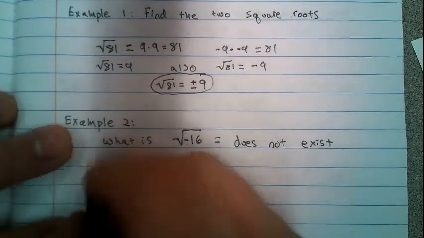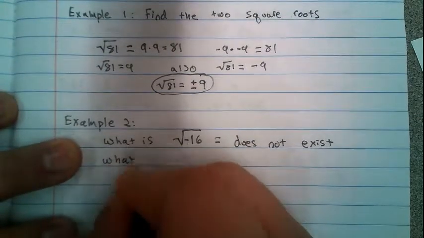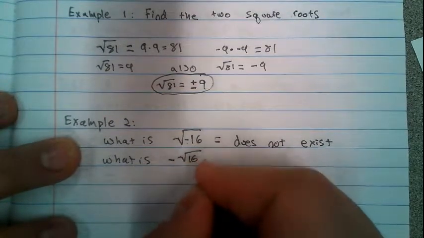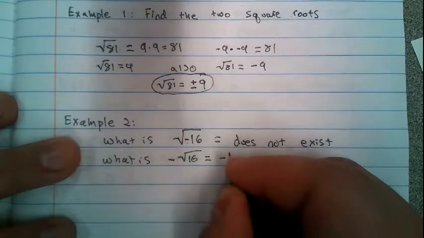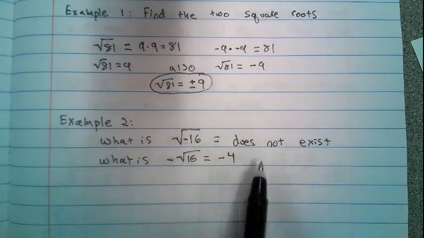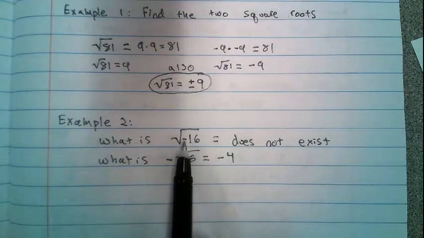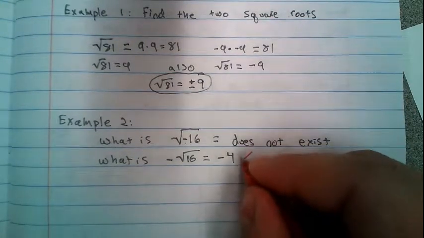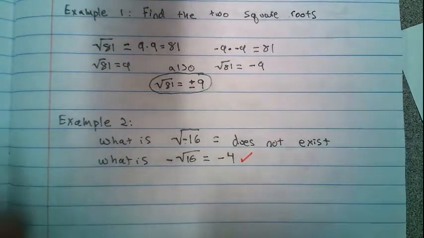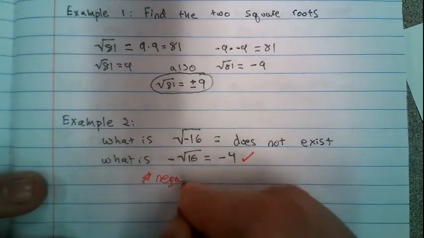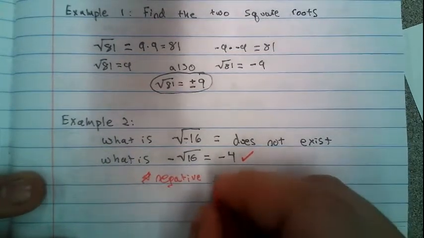However, the negative square root of 16 is negative 4. So if the negative is on the outside, it's okay. If it's on the inside, it's not okay. The negative can't be on the inside.